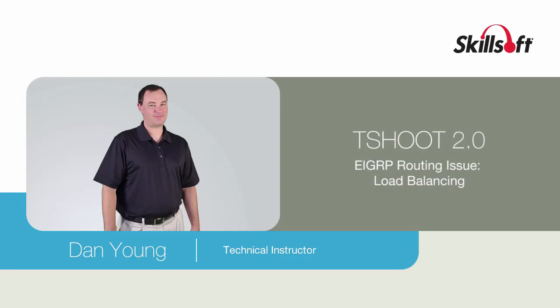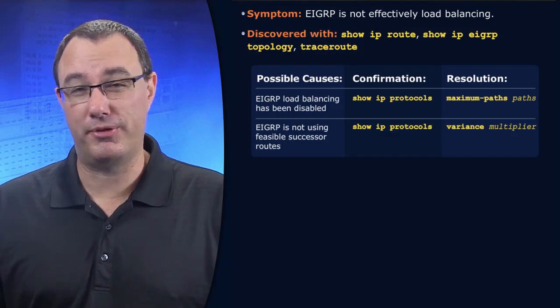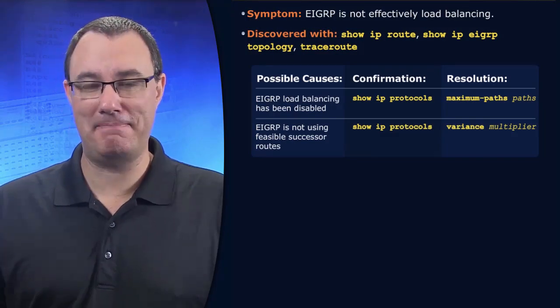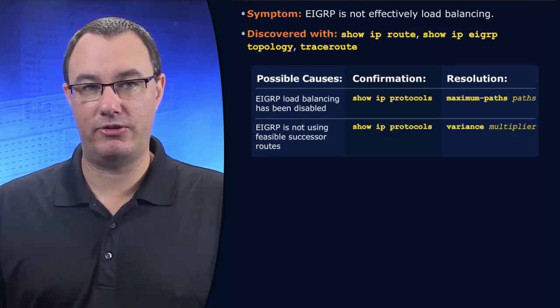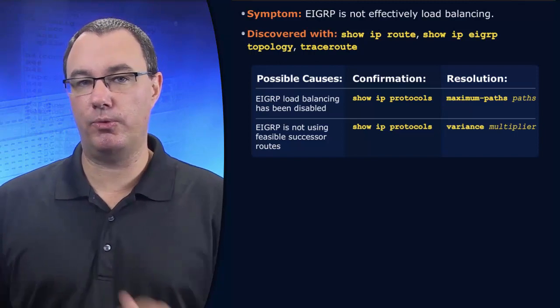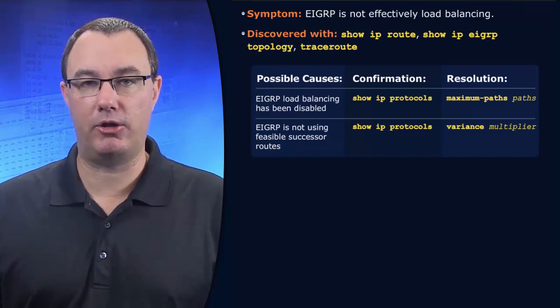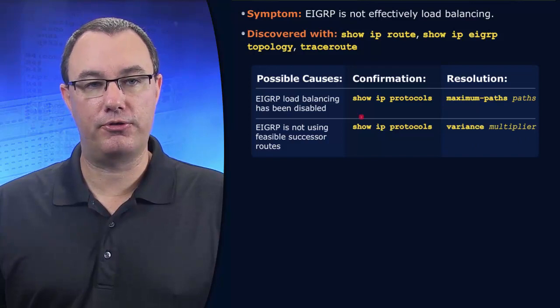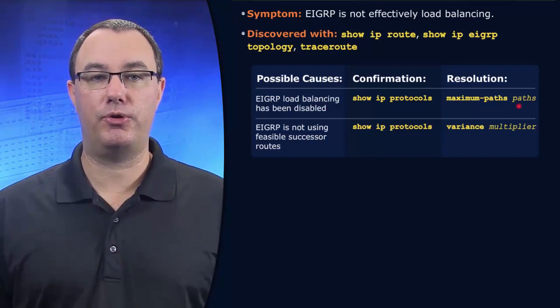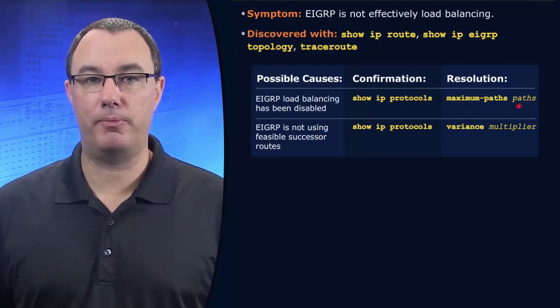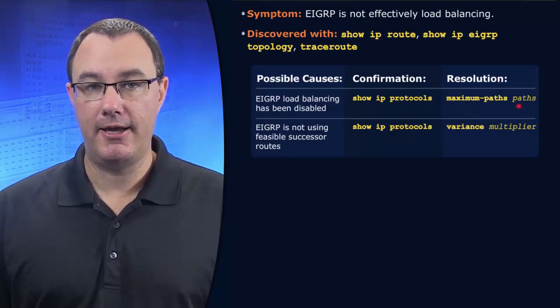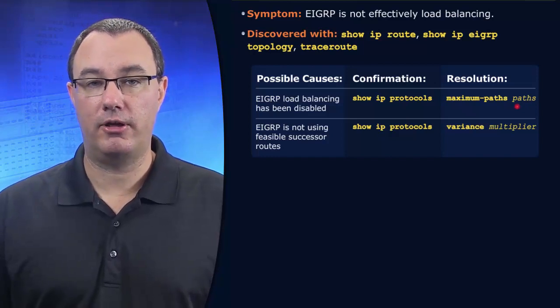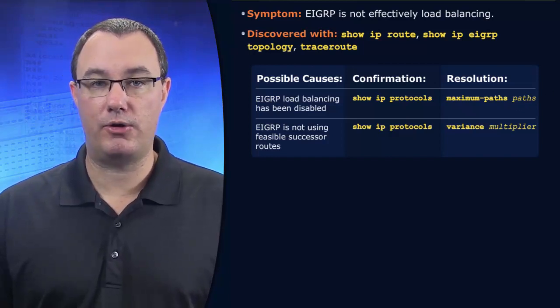EIGRP is one of the most powerful protocols with regards to load balancing, really trumped only by BGP. And there's a few places where we would want to be thinking about load balancing. First, it's possible that you could turn off the load balancing completely by setting the maximum paths from 4, which is the default, down to 1.